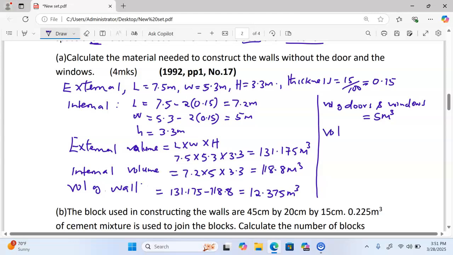In this case now, to get volume of the material itself, we are going to take the volume of the walls, including the doors and windows, which is 12.375. We minus 5, and this one is going to give us exactly 7.375 meter cubic as the material needed to construct the walls without the door and the windows.